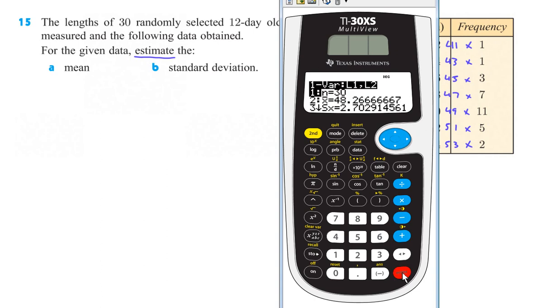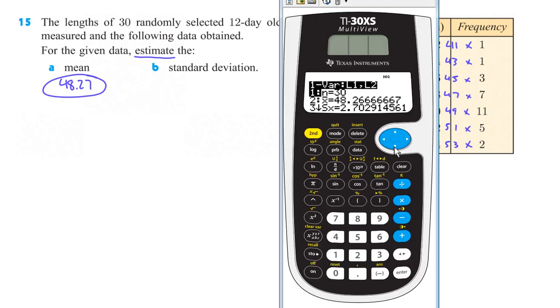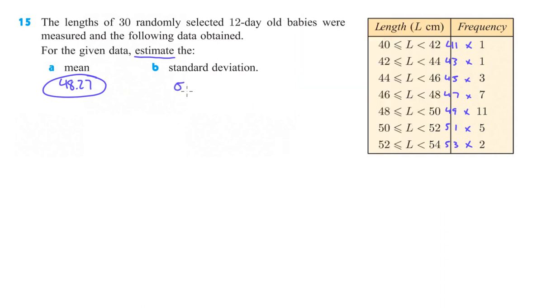We push calculate, and it's going to give us all of our good stuff. 48.27 we'll call the mean. And then the standard deviation is down one more, 2.66. 2.66 is our standard deviation, and that's our mean.